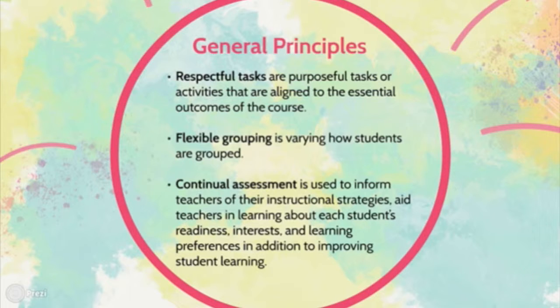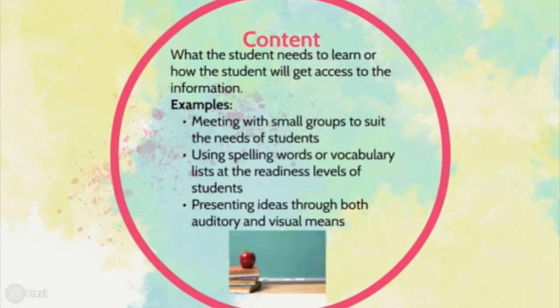Teachers can differentiate four classroom elements. The first element is content. Content is defined as what the student needs to learn or how the student will get access to the information. Examples of differentiating content are meeting with small groups to suit the needs of students, using spelling words or vocabulary lists at the readiness levels of students, and/or presenting ideas through both auditory and visual means.